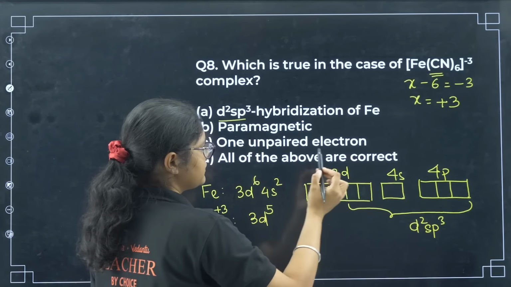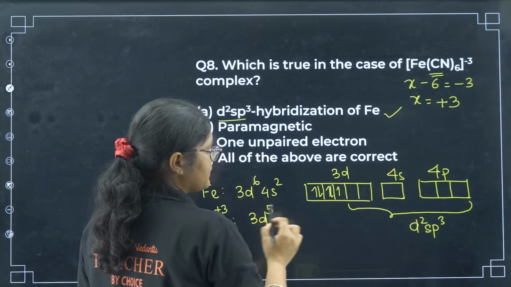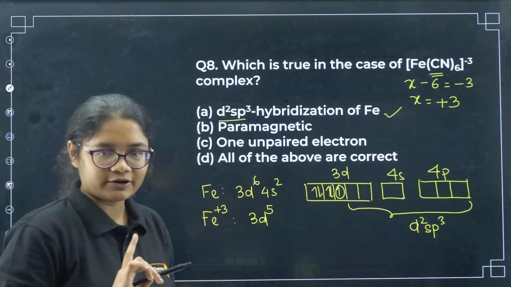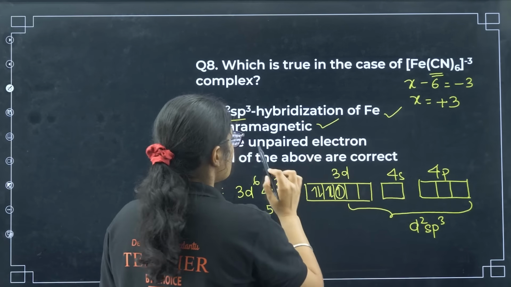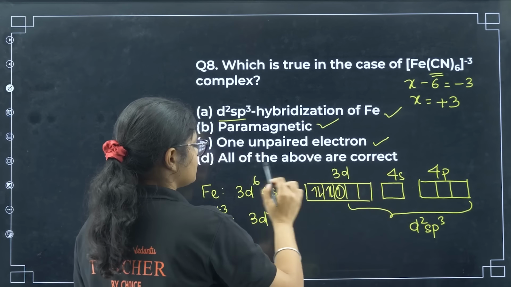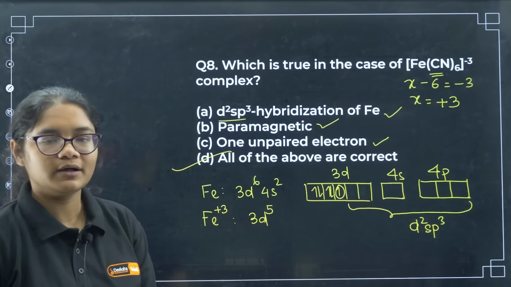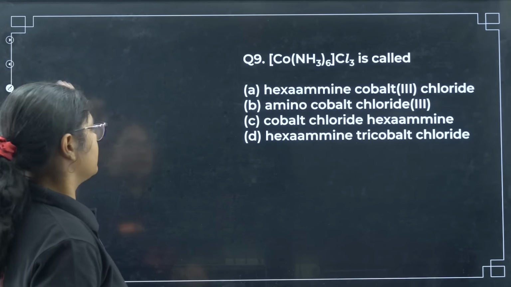Now let me see what are the things. The hybridization is d2sp3. Yes, that is correct. It is paramagnetic. Yes, because I have 1 unpaired electron here. So paramagnetic, 1 unpaired electron, that is also correct. So all of the statements are correct. Option number D is the correct answer here.